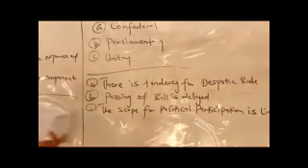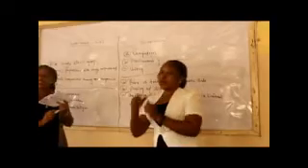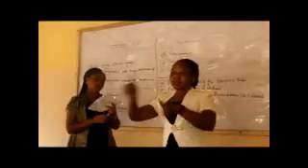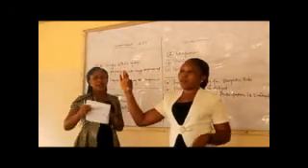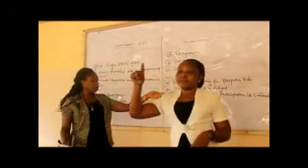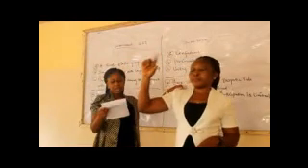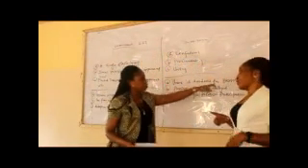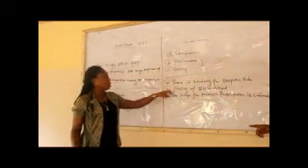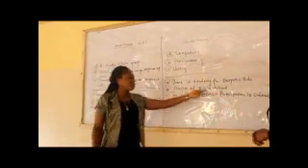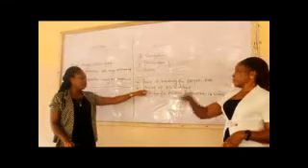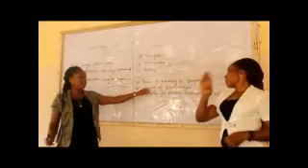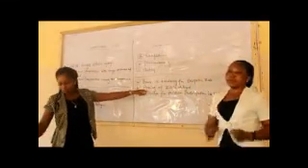Which of the following is a demerit or a disadvantage of a bicameral legislation? The options are on the board. A, there is tendency for despotic rule. B, passing of bill is delayed. And then C, the scope for political participation is limited. So the answer should be B, passing of bill is delayed.